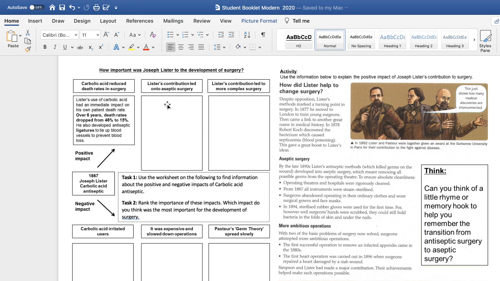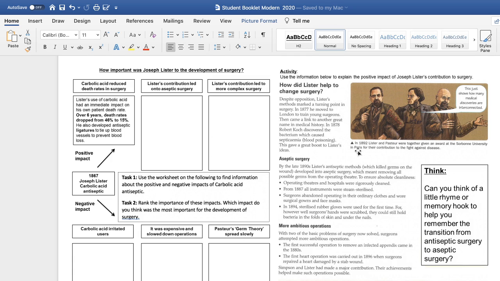So the positive impact was it led onto aseptic surgery. By being so focused on antiseptic situations, it led to the idea of we need to keep our operating theatres clean and remove all germs from the operating theatre. It led to more complex surgery. Now, if you have clean equipment and you're not so worried about infection, it means that you can do more. It's the same as anaesthetic, where by people being asleep, you can do more complex surgery.